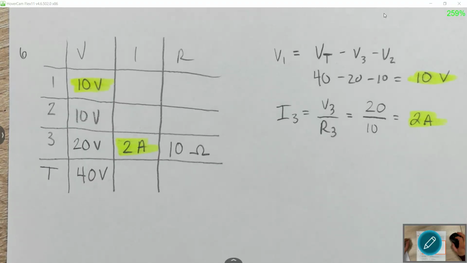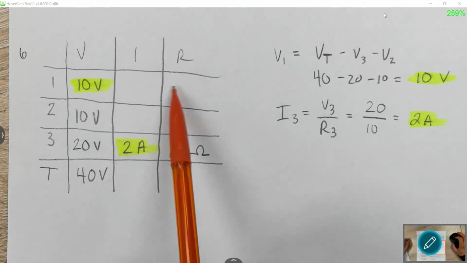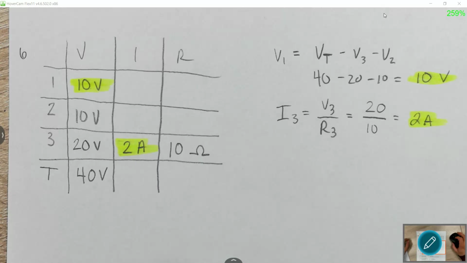Now, where do you go? How do I find the missings? Well, again, let me ask you guys. Do you have two values in the same row anymore? No. So if you can't use the two in the same row and triangle method, your other information has to come from the rules. So what did we just get?